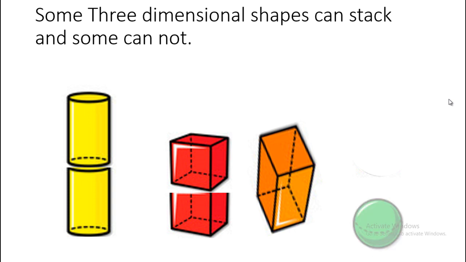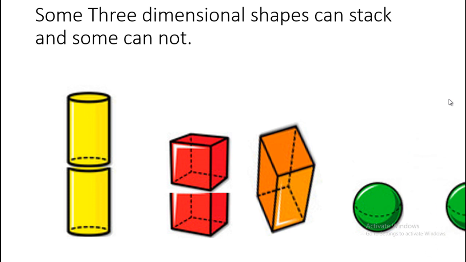How about if I get a sphere? Can I stack spheres on top of each other? No, it's gonna roll down. I cannot stack spheres. And also cones. I cannot stack cones. I only can put the cone on top of another shape. And I cannot put any other shape on top of the cone because it has a pointy end.